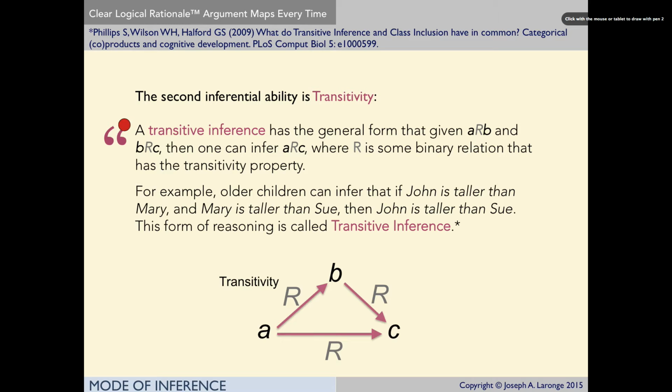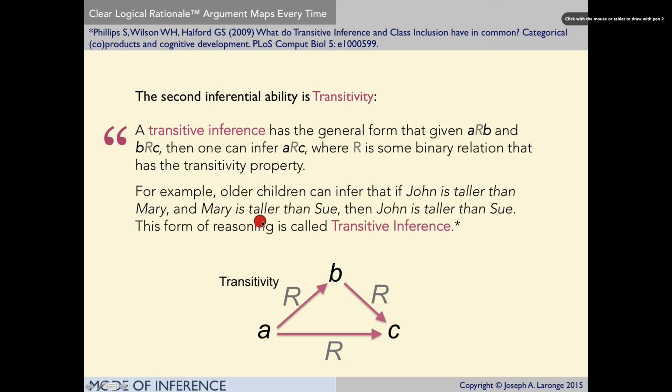The second inferential ability is transitivity. It seems pretty complex here at the start, but it's not that bad. A transitive inference has the general form: given A R B and B R C, meaning A has a relationship to B, and B has the same relationship to C, then one can infer A has that relationship to C, where R is some binary relation that has the transitivity property. Pretty confusing, right? Well, the example hopefully makes it a little clearer. For example, taller might be that R, that relationship. So older children can infer that if John is taller than Mary, and Mary is taller than Sue, then John is taller than Sue. This form of reasoning is called transitive inference. And this works because the relationship taller is transitive.